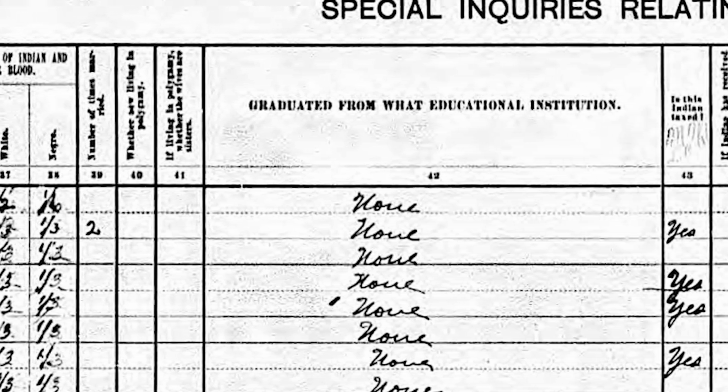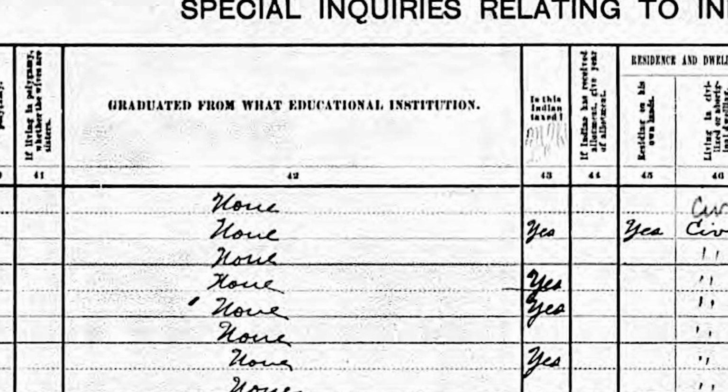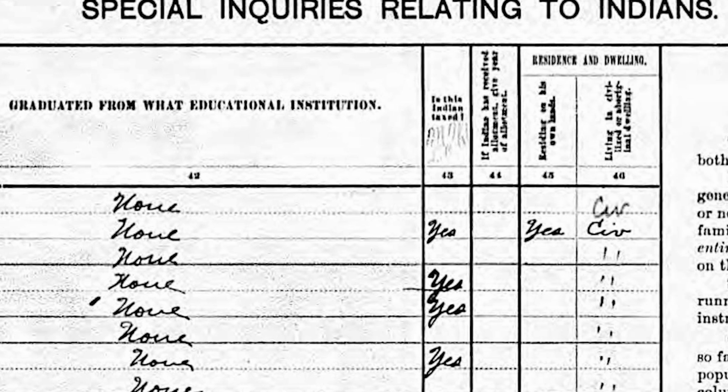Is the person living in a civilized or aboriginal dwelling? If the enumerator marked CIV, that meant the person lived in a log, frame, brick, or stone house. ABOR meant that the person was living in a tent, teepee, or cliff dwelling.